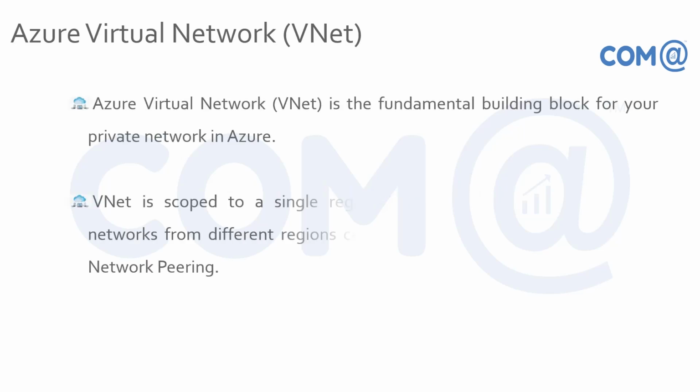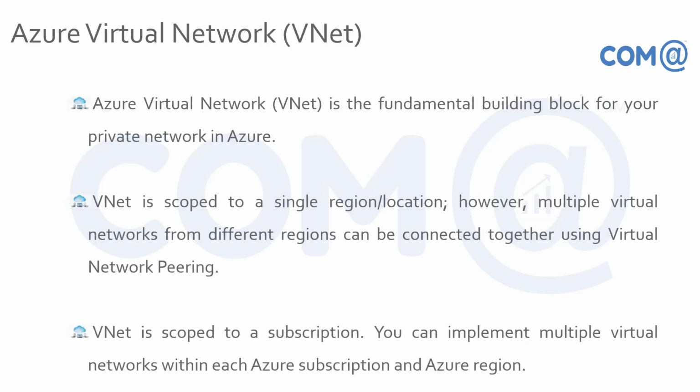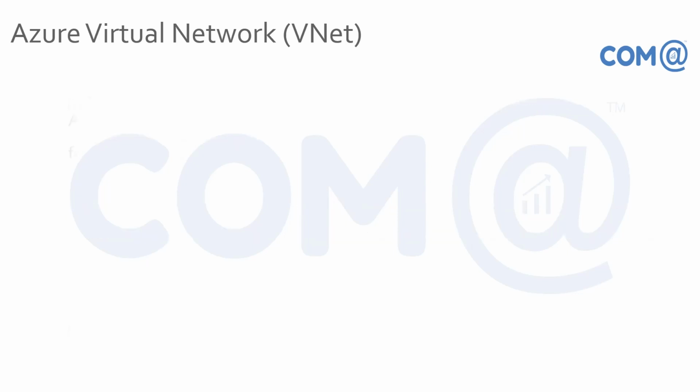Azure Virtual Network is also called VNet. VNet is the fundamental building block of your private network in Azure. VNet is scoped to a single region or location. However, multiple virtual networks from different regions can be connected together using virtual network peering. VNet is also scoped to a particular subscription. So you can implement multiple virtual networks within each Azure subscription and Azure region.